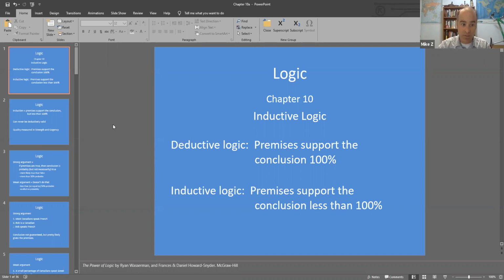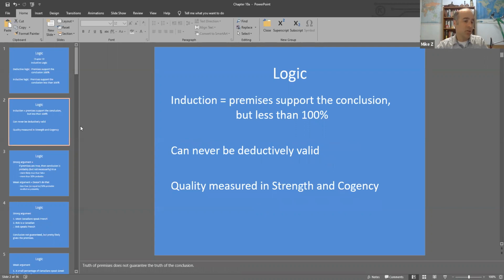at 100%. So here's another way of saying that, is that an inductive argument can never be deductively valid. It just doesn't make sense. If it's a valid argument, well, then it's a deductive argument, right? That's just what it means to be deductively valid.